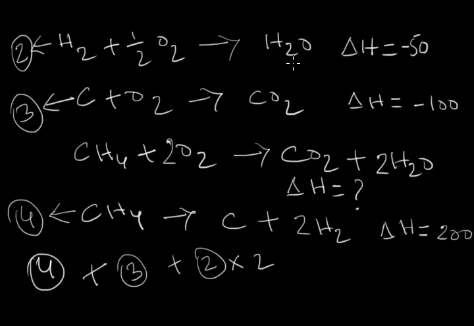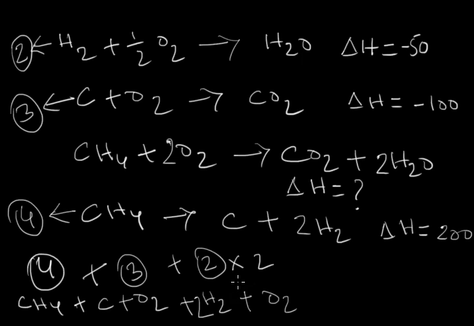mole of CO2 is present, and in equation 2 1 mole of H2O is there, but in our target equation 2 moles of H2O is present, so we add not equation 2 but equation 2 multiplied by 2, and the equation becomes CH4 plus C plus O2 plus 2H2 plus O2, because we multiplied equation 2 by 2, so H2 is 2H2 and half O2 into 2 means 1 O2.